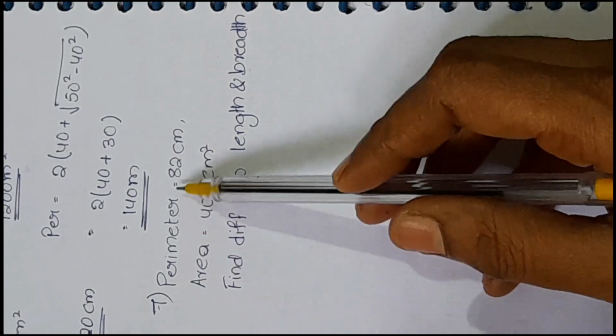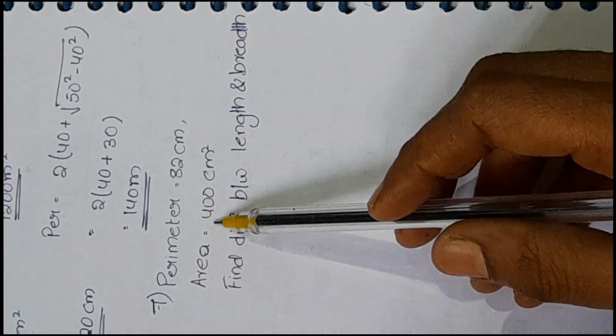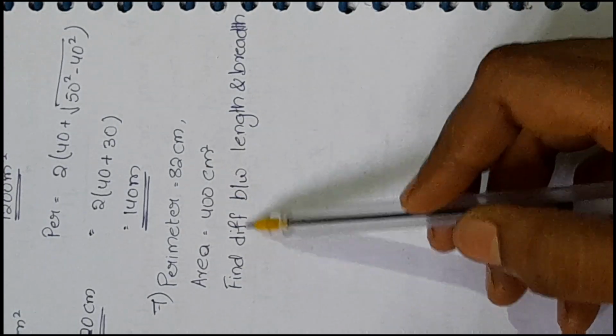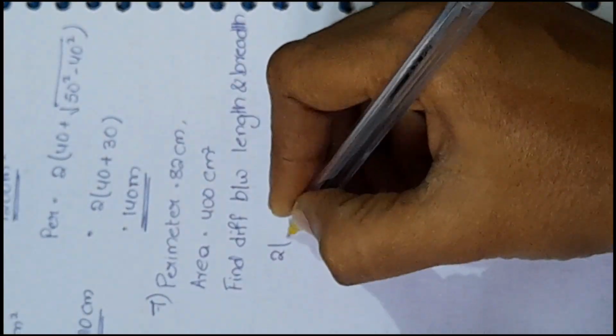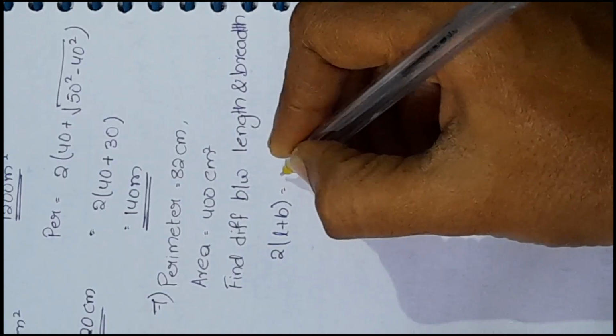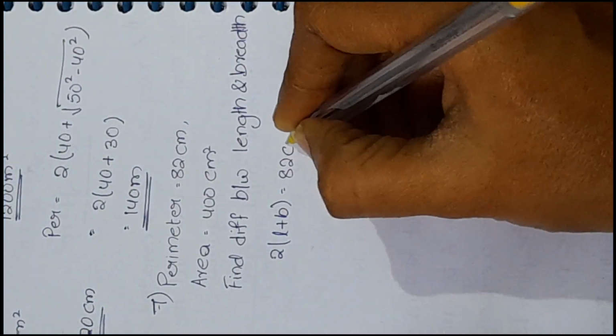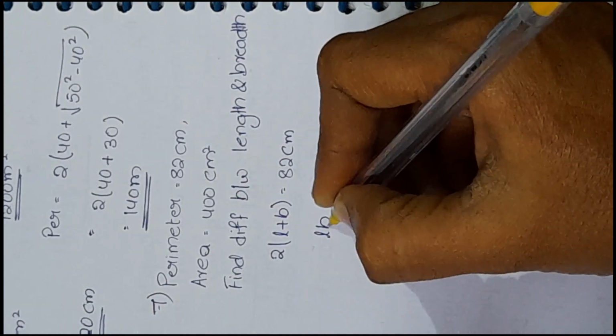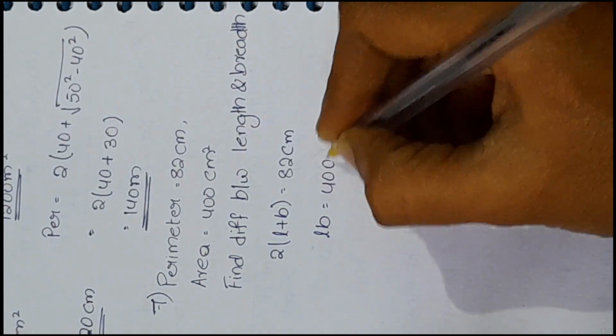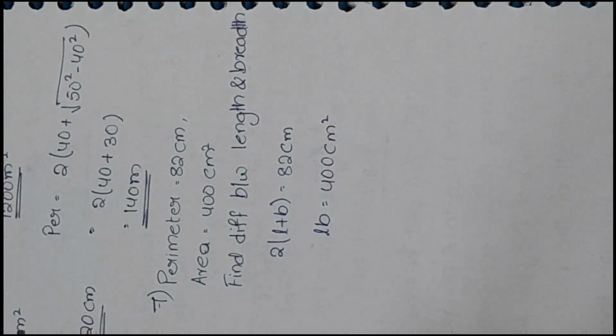7th question. If perimeter is equal to 82 centimeters and area is equal to 400 centimeters square, find the difference between the length and the breadth. Perimeter of the rectangle formula is 2 into (length plus breadth), which is equal to 82 centimeters. Area of the rectangle formula is length into breadth, 400 centimeters square.